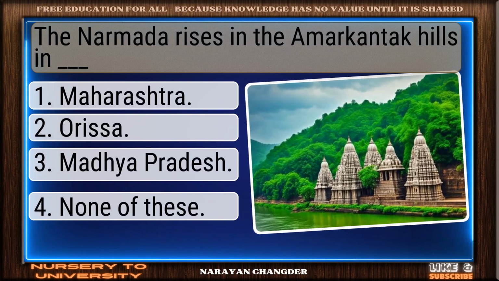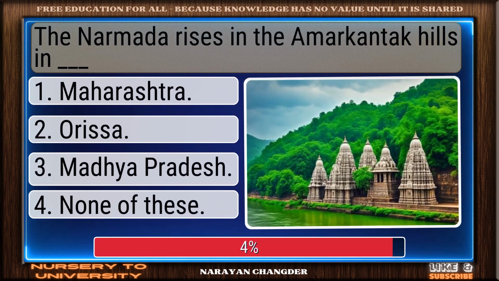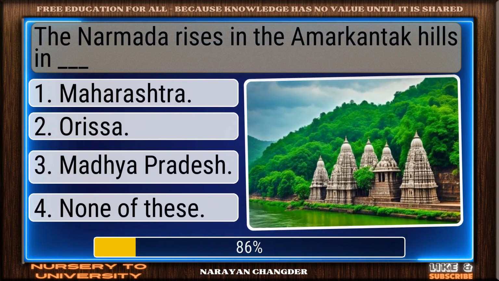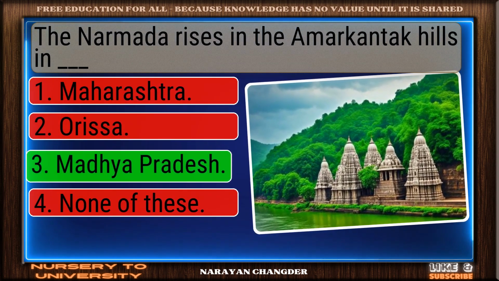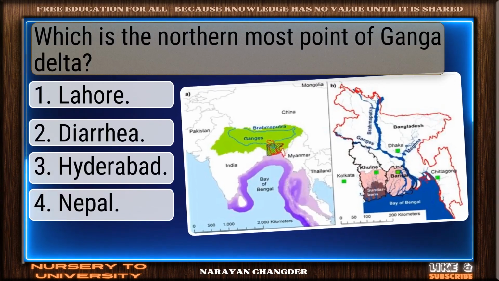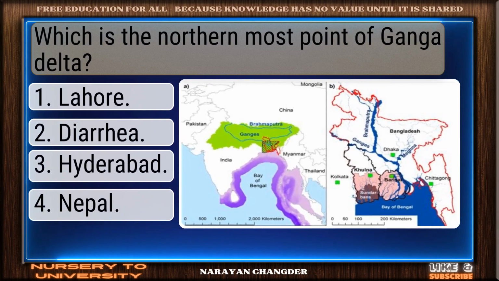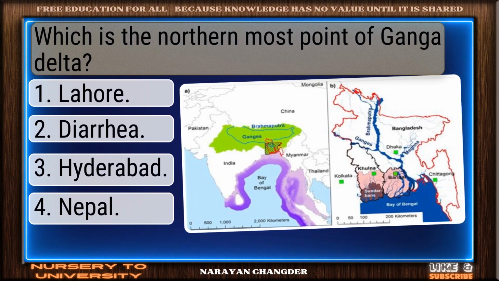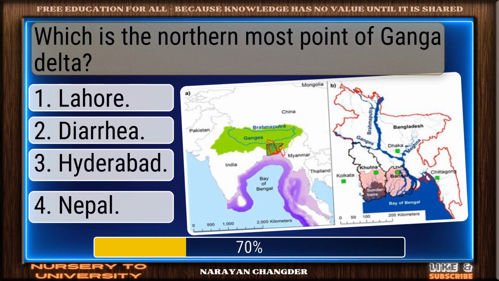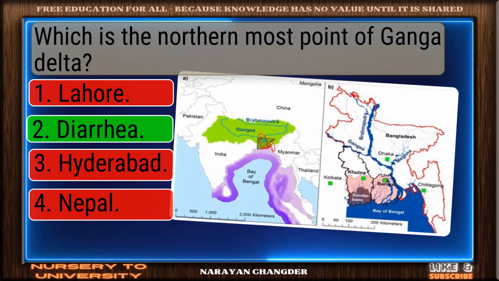Question number 123. The Narmada rises in the Amarkantak Hills in Dash. Excellent. Madhya Pradesh is a brilliant choice. Question number 124. Which is the northernmost point of Ganga Delta? Right again. Diarrhea is a valid answer.